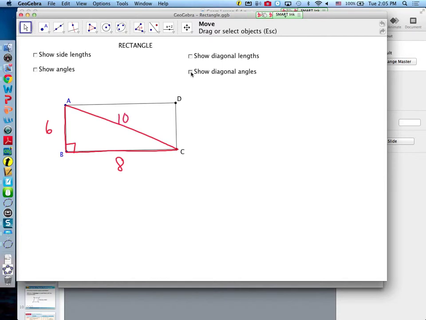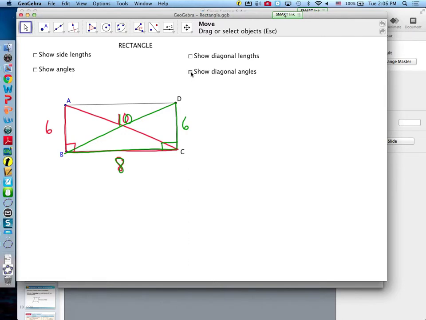Now I'm going to switch color and go with the other diagonal. So the green one, wouldn't this still be 6, 8, and 10? Same Pythagorean triple. So because of the right angles, you're going to come up with the diagonals being the same length. Okay? All right, measure angles.